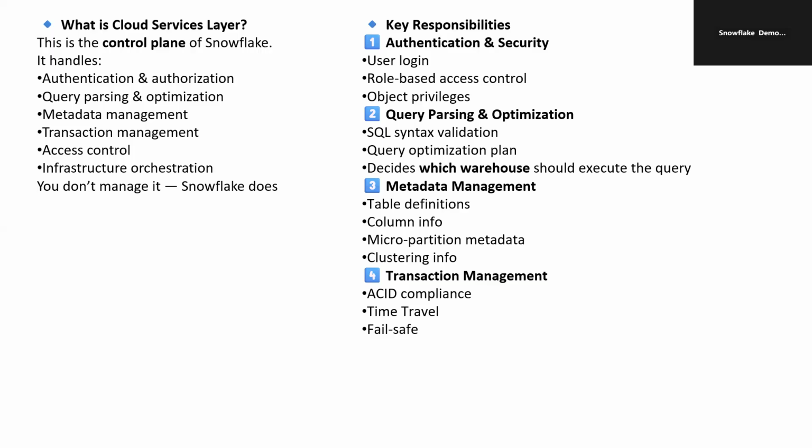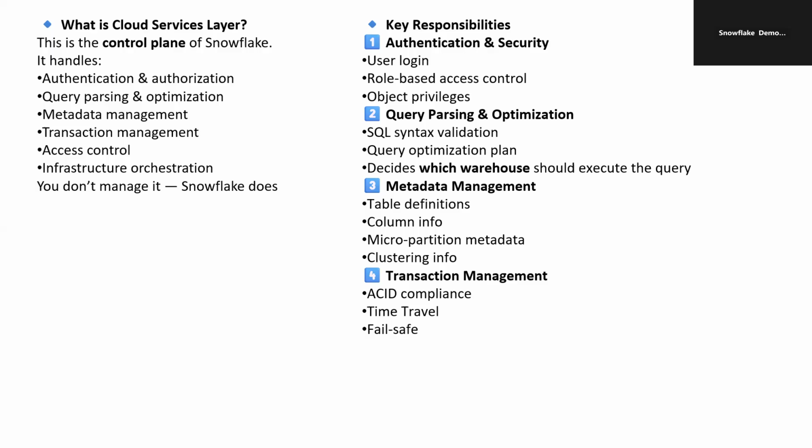Authentication and security. When a user logs in, what role that user has been given, and object privileges if any are assigned, these things are taken care of as part of authentication and security. When the user logs in, it checks the authentication: the username and password, or whether SSO or MFA is enabled. All those checks and controls.